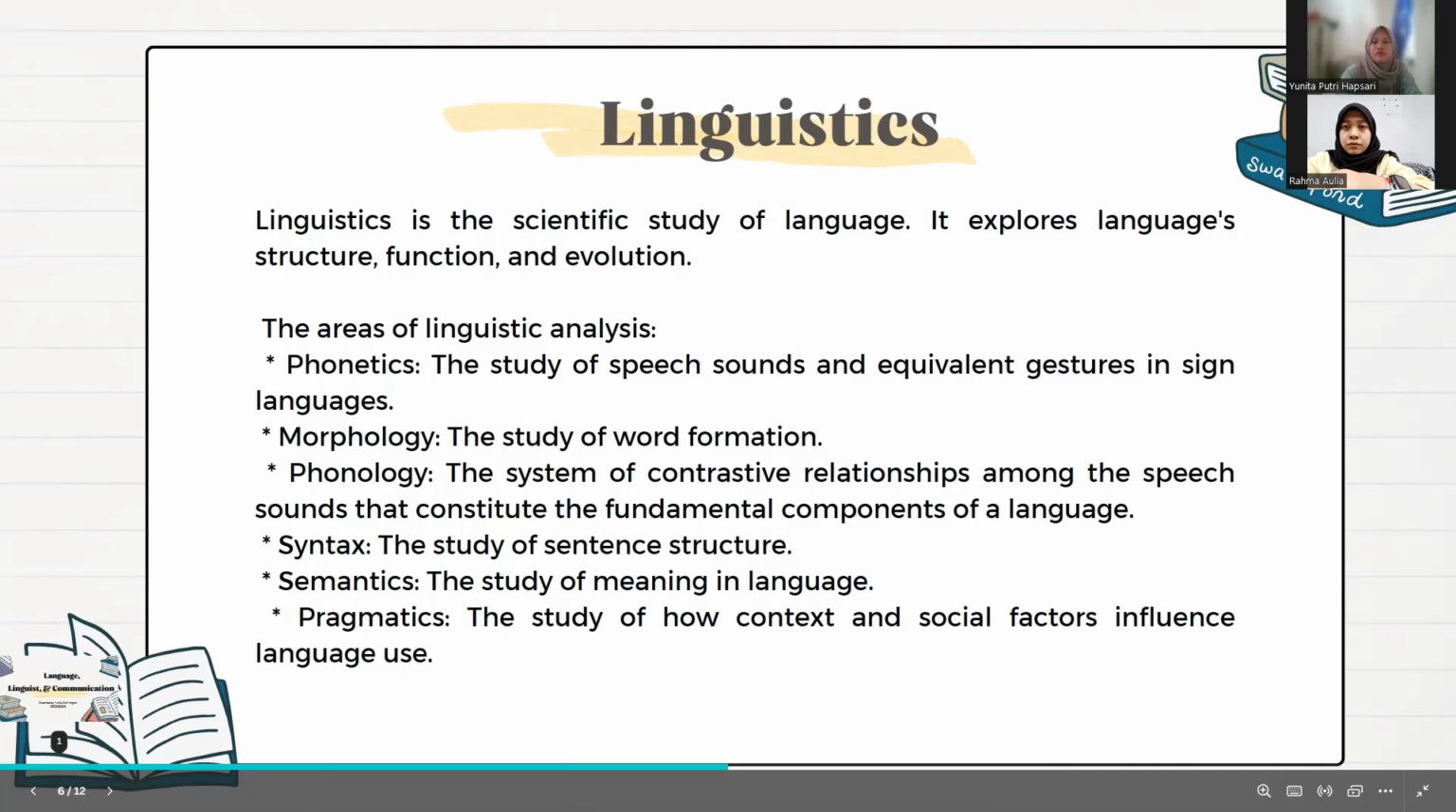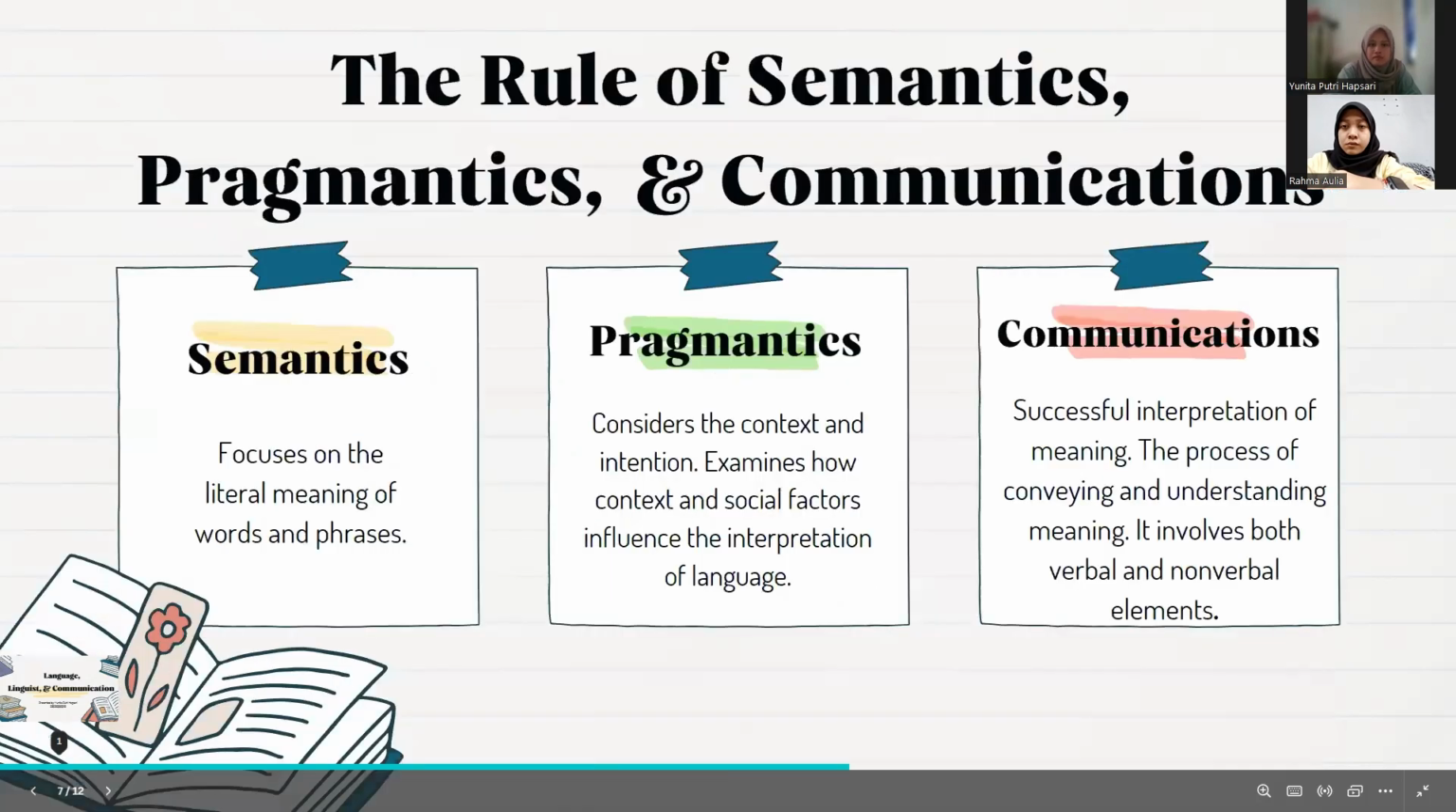Phonology, the system of contrastive relationships among the speech sounds that constitute the fundamental components of a language. Syntax is the study of sentence structure. Semantics, the study of meaning in language, and the last one, pragmatics, the study of how context and social factors influence language use. The role of semantics, pragmatics, and communication.